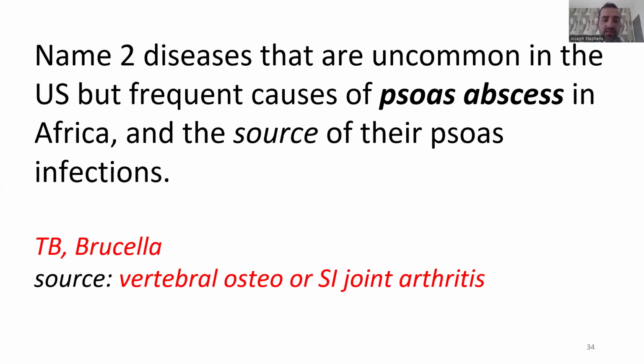Okay, name 2 diseases that are uncommon in the US but frequent causes of psoas abscesses in Africa and the source of their psoas infections. TB and brucella, and the sources are that the patients have vertebral osteo or SI joint arthritis, and then it tracks into the psoas from there.